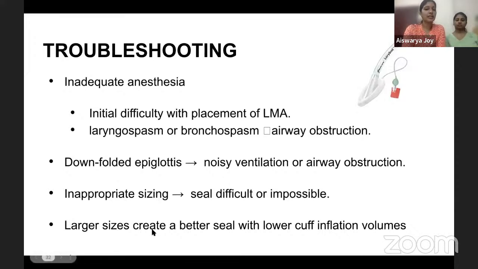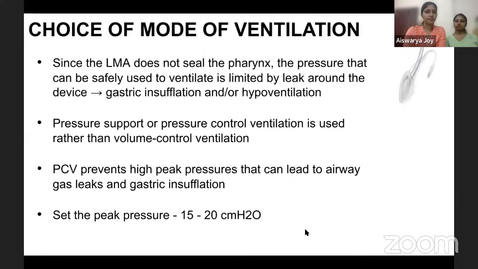So larger sizes create a better seal with lower cuff inflation volumes. And if we use LMA for positive pressure ventilation, since the LMA does not seal the pharynx, the pressure that can be safely used to ventilate is limited by leak around the device, which leads to gastric insufflation or hypoventilation.